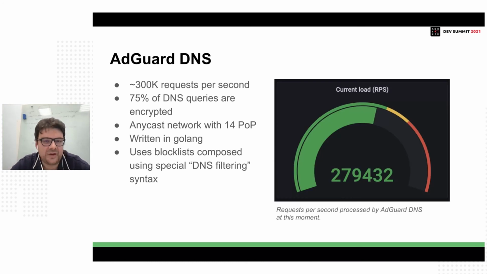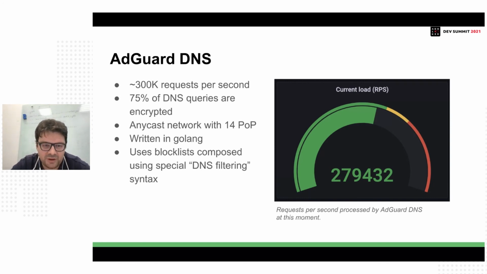What it is right now. So it consists of multiple servers located in 14 locations. All these servers announce the same IP addresses via BGP. Its current load is about 300,000 DNS queries per second, and about 75% of the DNS traffic is encrypted. This is actually what differentiates content blocking DNS servers from others.